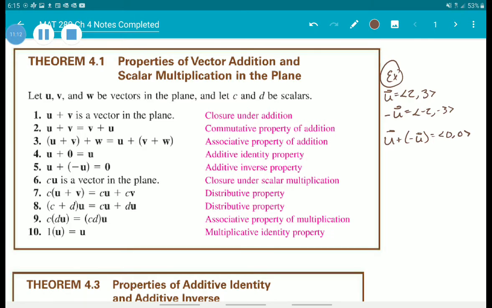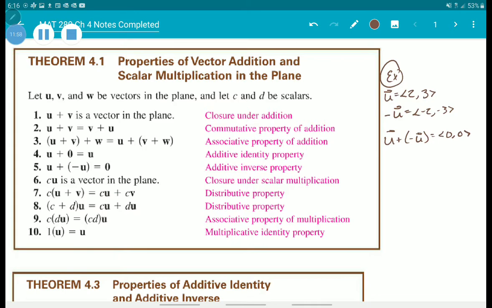Then we have a couple of distributive properties. If c is a scalar, and I need the scalar c times the sum of u and v, I can distribute that scalar in and get the same value by taking c times vector u plus c times vector v. The second distributive property talks about the sum of two scalars multiplied by a vector. So if I have c plus d, where c and d are both scalars, multiplied by vector u, I can think about distributing this way. So I have c times vector u plus d times vector u.